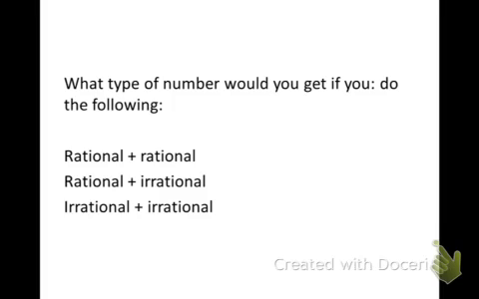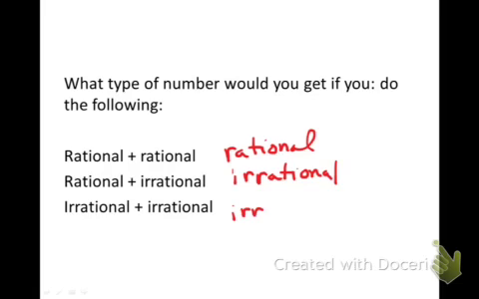What type of number would you get if you do the following? If you add a rational number and a rational number, what type of number would you get? Well, if you add a number that ends to another number that ends, it would be a number that ends. So it would be a rational number. So think about whether it ends or keeps on going. If you add a rational to a number that goes on forever, it would have to be an irrational number because it's going to go on forever. If you add two irrationals, they again would go on forever, wouldn't they? So it would be an irrational number.